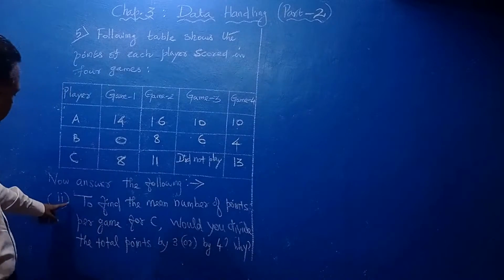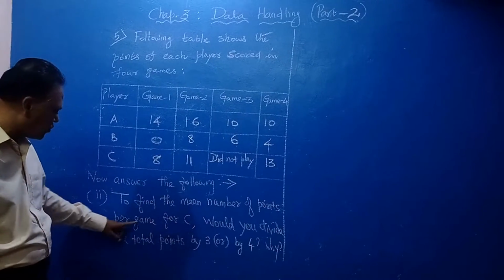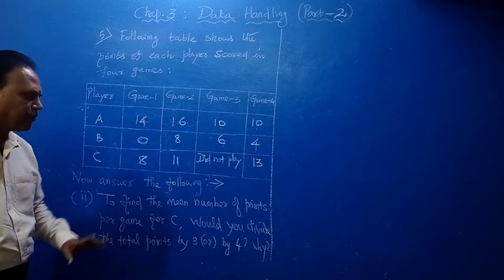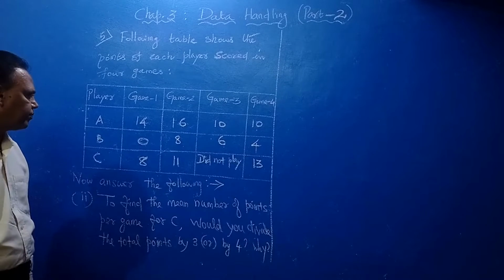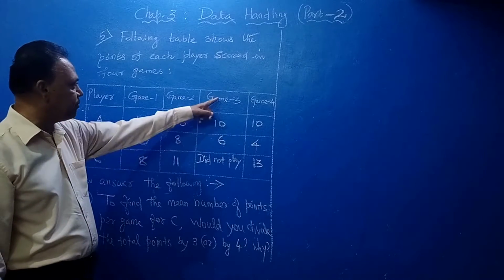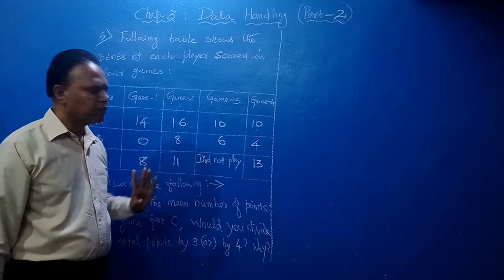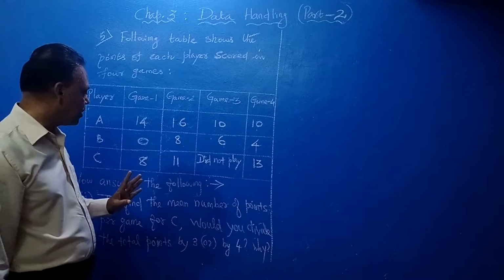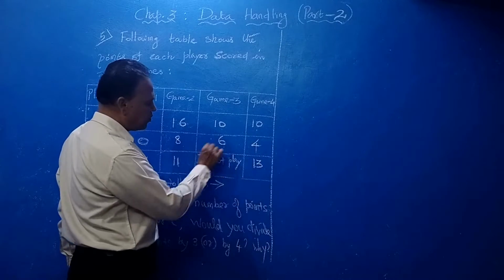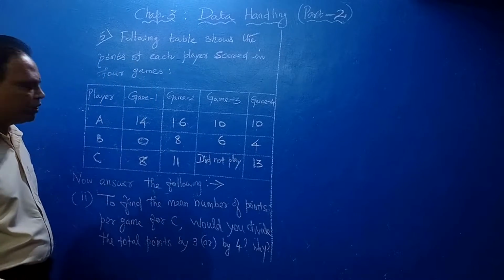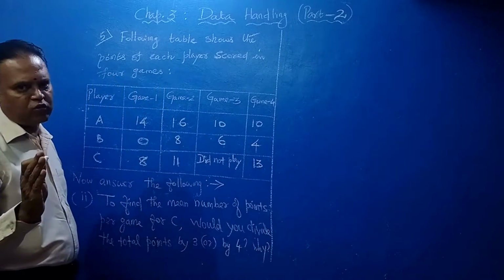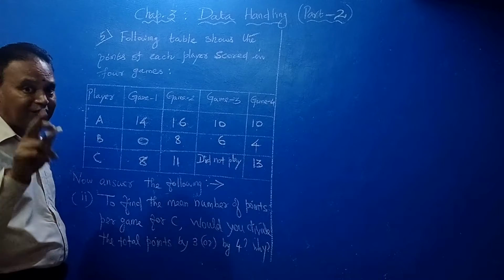See the second problem. To find the mean number of points per game for C, would you divide the total points by 3 or by 4? Why? See, player C: game 1 played, game 2 played, game 3 not played, then game 4 played. So to find the average here, the sum of these 3 numbers, since he did not play, you have to ignore it. So only 8, 11, 13. So we are considering 3 scores. That means you have to divide it by 3.